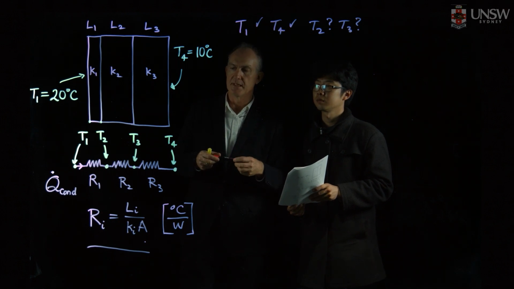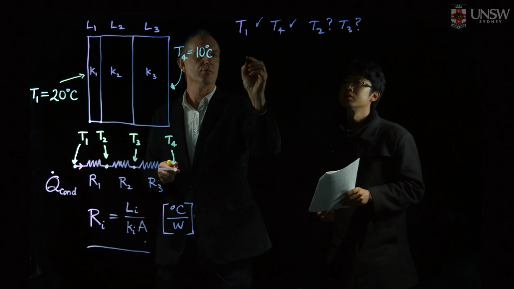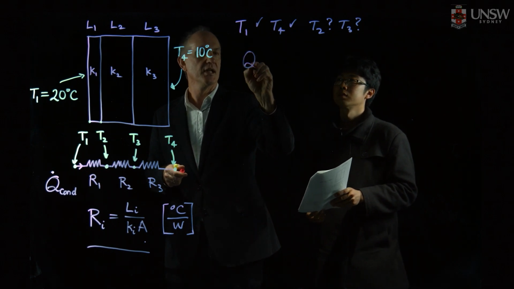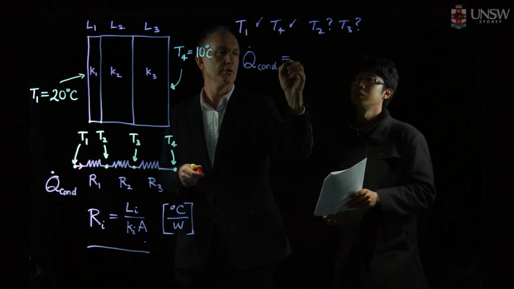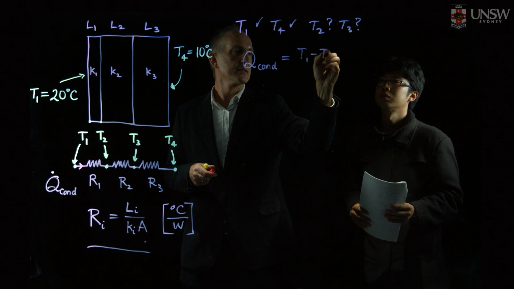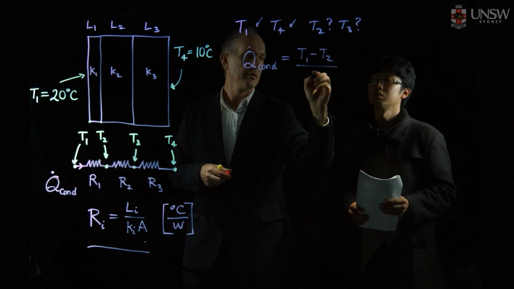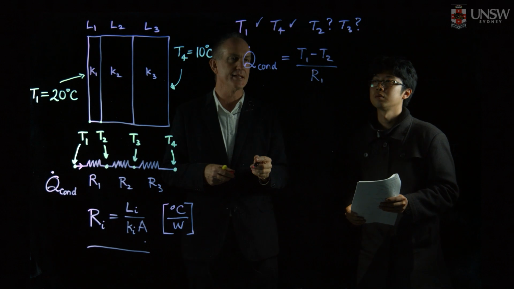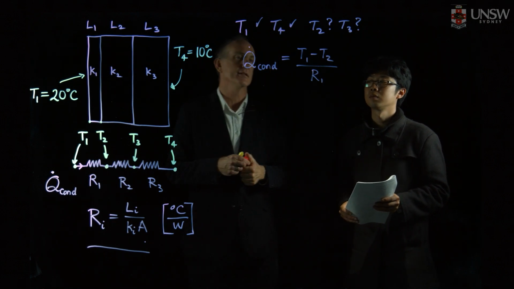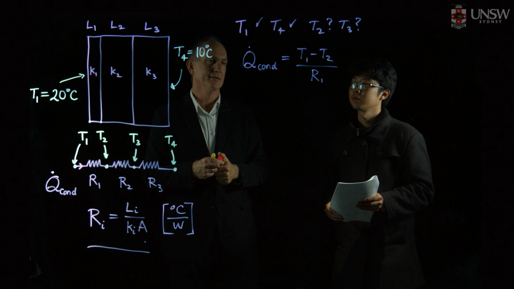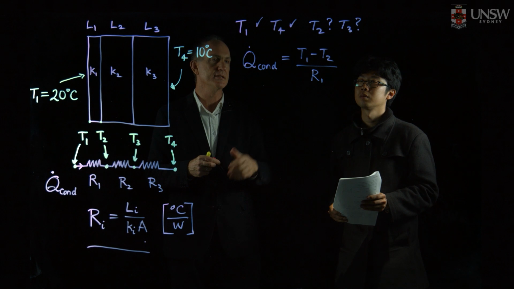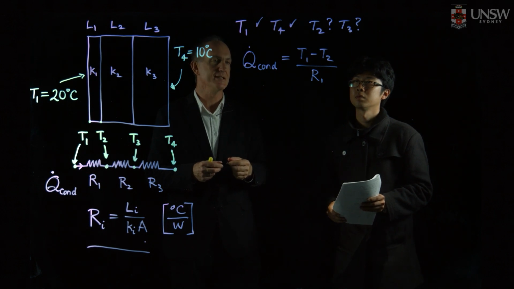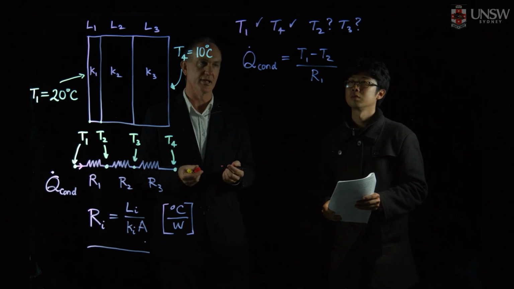So probably the easiest way that we can see it is to write down and say, well, we worked out before that Q conductivity is equal to T1 minus T2 on top of R1. That's just telling us that the temperature difference across our first layer, which has a thermal resistance R1, the rate of heat transfer through that is driven by the temperature difference and the thermal resistance. And that equation is simply the thermal equivalent of Ohm's law, if you like.